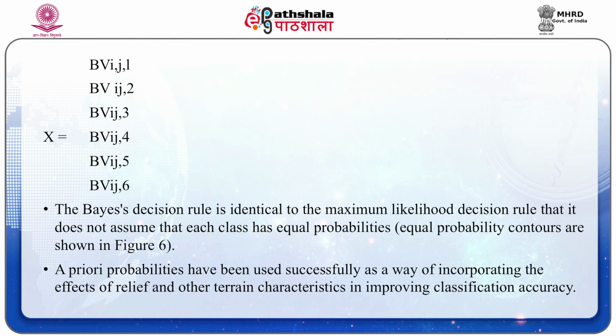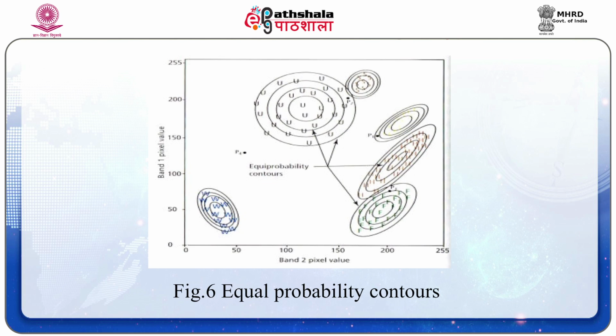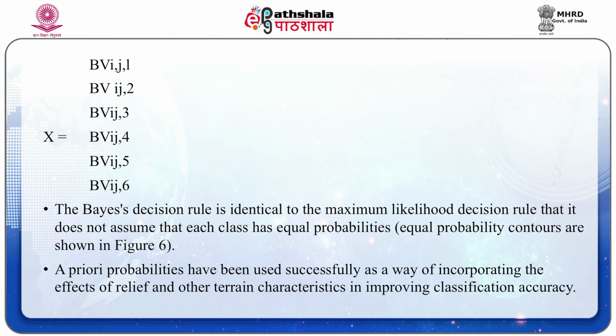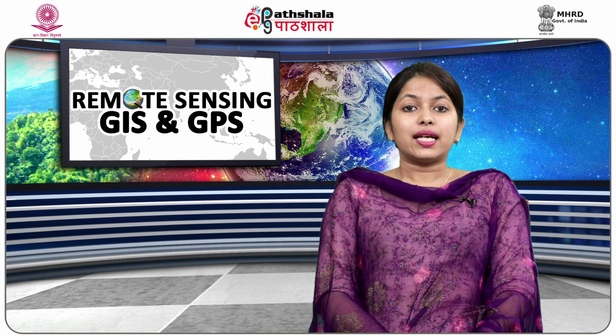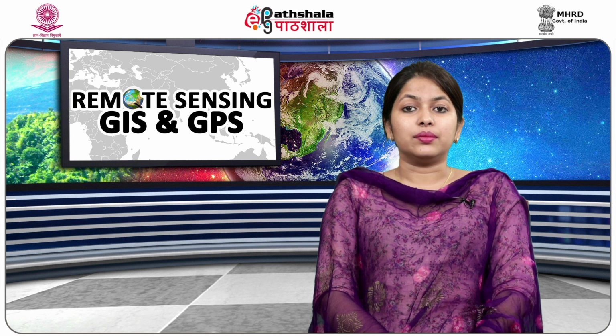The Bayes decision rule is identical to the maximum likelihood decision rule, except that it does not assume that each class has equal probability. As shown in figure number 6, a priori probabilities have been used successfully as a way of incorporating the effects of relief and other terrain characteristics in improving classification accuracy. The maximum likelihood and Bayes classifications require many more computations per pixel than either the parallelepiped or the minimum distance classification algorithm. They do not always produce superior results.